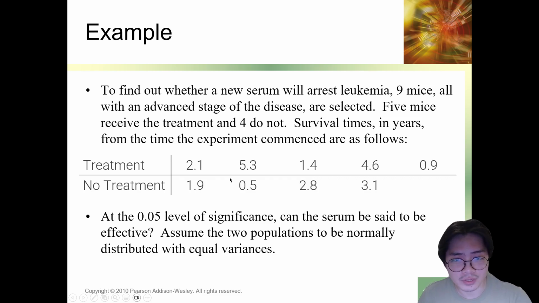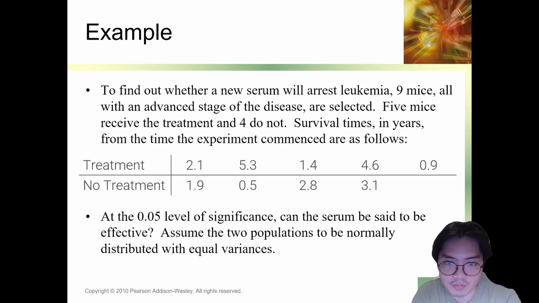Find out whether a new serum will arrest leukemia. Arrest in this case means slow down or stop. You're under arrest, you're stopped. Nine mice, all with an advanced stage of the disease, are selected. Five mice receive treatment. Survival times in years from the time the experiment commenced are as follows. Use a 0.05 level of significance. Can the serum be effective? Assume the two populations to be normally distributed with equal variance.